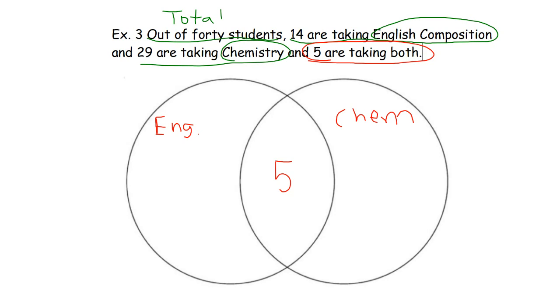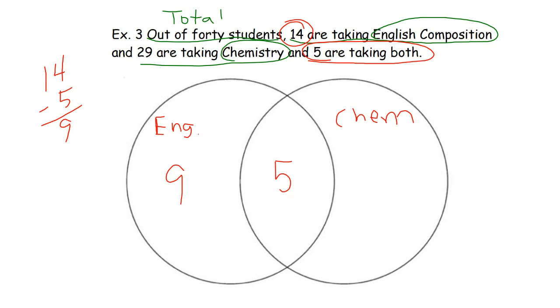So let's start with English. 14 are taking English. Well, I've got 5 right here in this circle. So how do I figure out how many are only taking English? 14 minus 5, that would be 9 that are only taking English. I'll put a 9 right there.